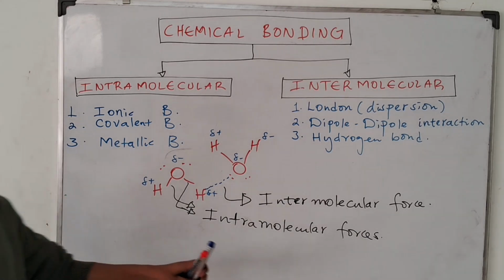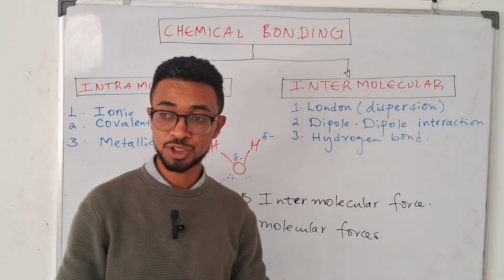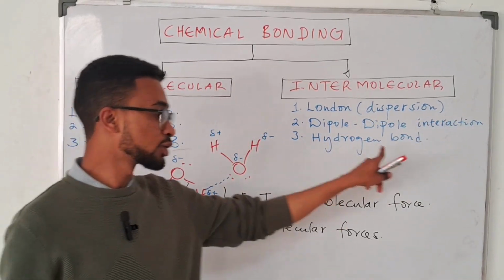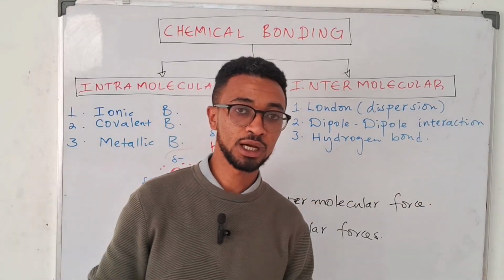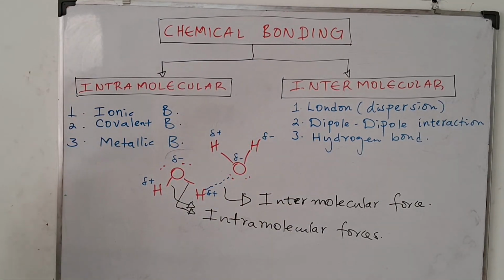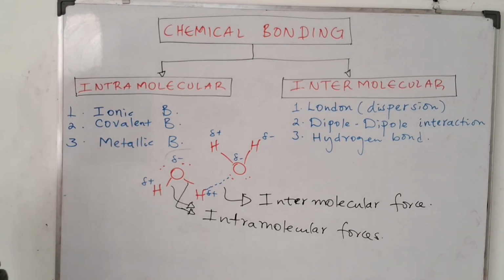Intermolecular, we have three types of intermolecular forces. We have London or the dispersion forces. We have dipole-dipole interactions, and then we have hydrogen bonding. We will see this in our next videos. And then for the intramolecular forces, we have three types of bonding: ionic, covalent, and metallic bonding.